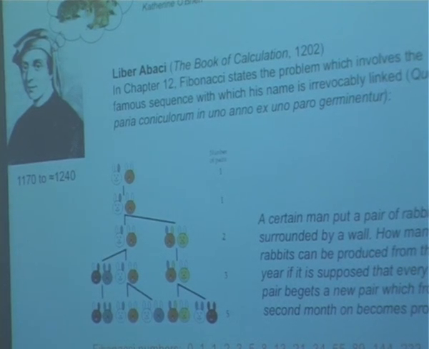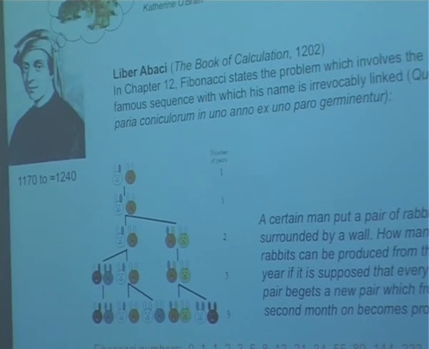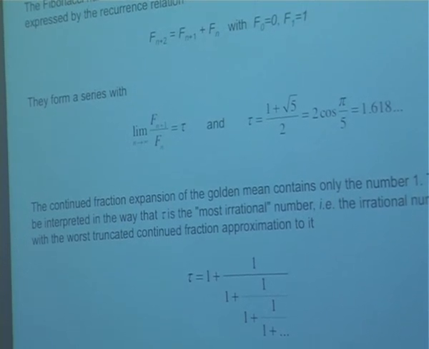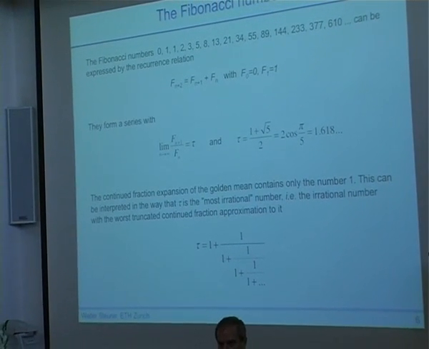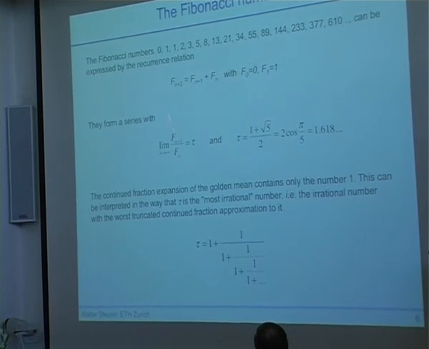And he found a sequence of numbers now called Fibonacci numbers, and these numbers are quite closely connected with 5-fold symmetry, as we'll see later. These Fibonacci numbers can be expressed by these recurrence relations. So each Fibonacci number is the sum of the preceding 2 Fibonacci numbers. And it has one interesting property. If you take the ratio of 2 subsequent Fibonacci numbers, then the limit equals tau. Tau is the golden mean, and defined in this way.